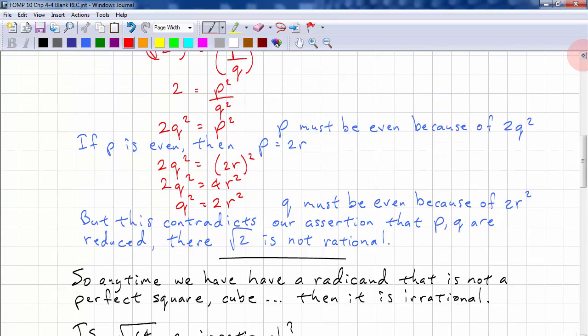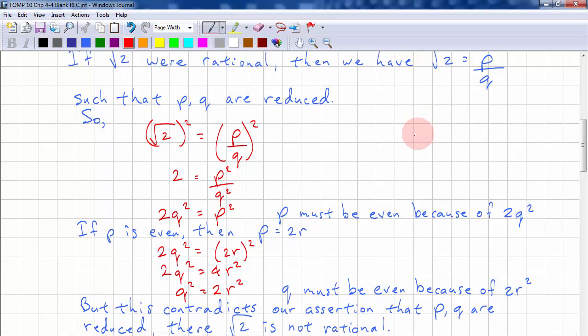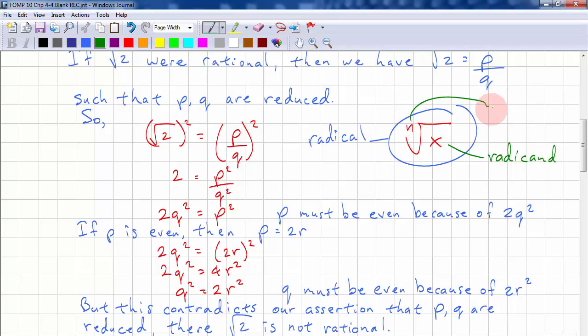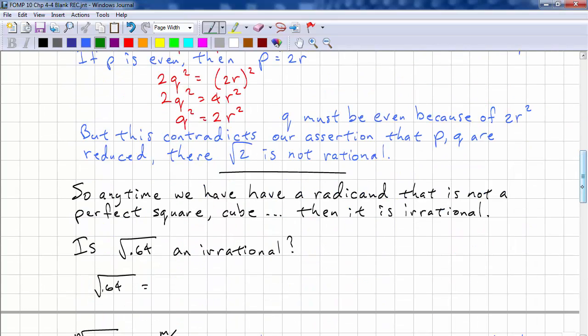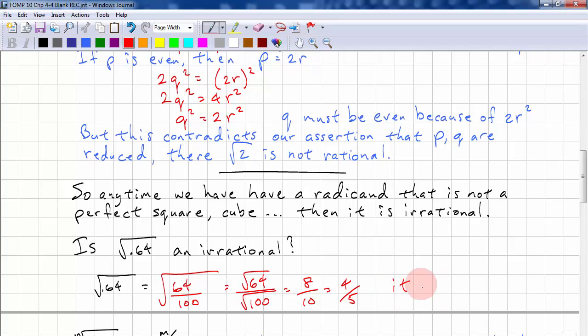Now, just so that we are clear on what I'm talking about, let's just write this down. N root x. This is called a radical. This is called the radicand. And this is called the index. Okay, so question: is square root 0.64 an irrational? Well, 0.64 can be rewritten as 64 over 100. And we can take the square root of 64 and the square root of 100. That's 8 over 10, and it reduces to 4 over 5. So this is rational.